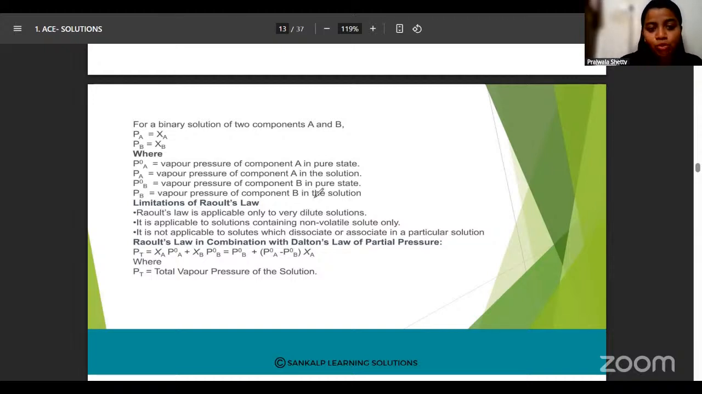Next, limitations of Raoult's law. It is applicable only to very dilute solutions, and to solutions containing non-volatile solute only. Solute should be non-volatile, whereas solvent should always be volatile. It is not applicable to solutes which dissociate or associate in the solution. I'll tell you what dissociate and associate mean in further slides, in detail. As of now, let's move on.